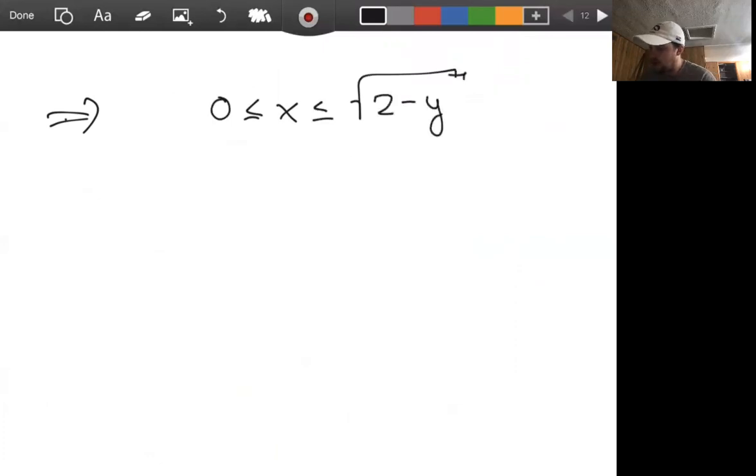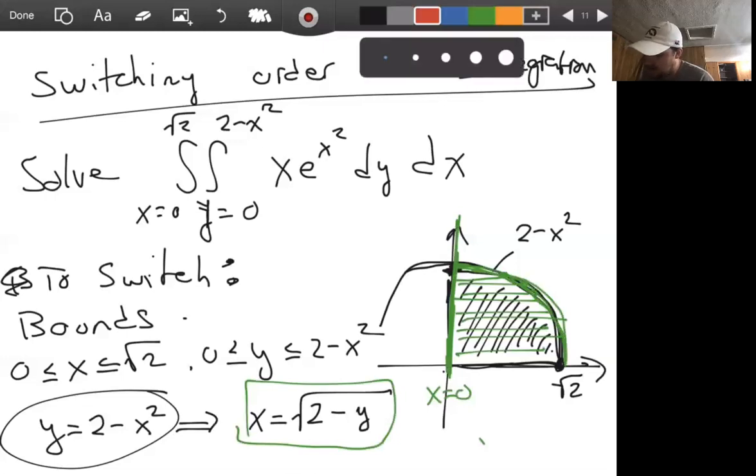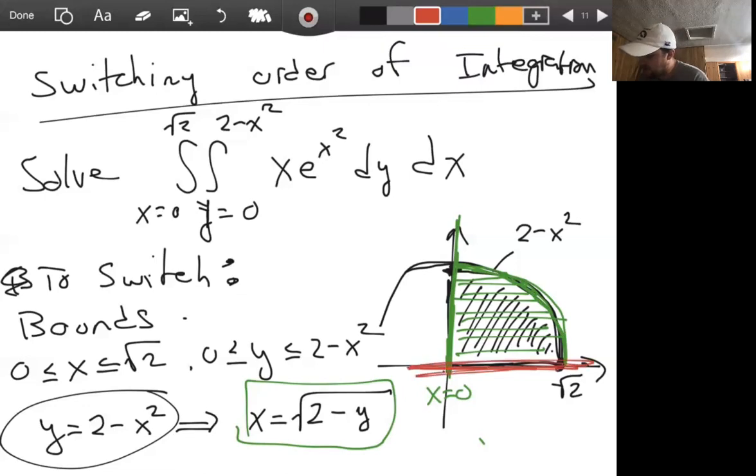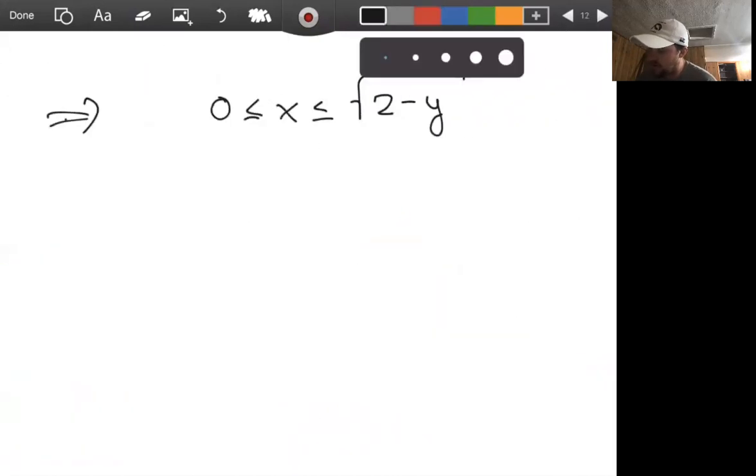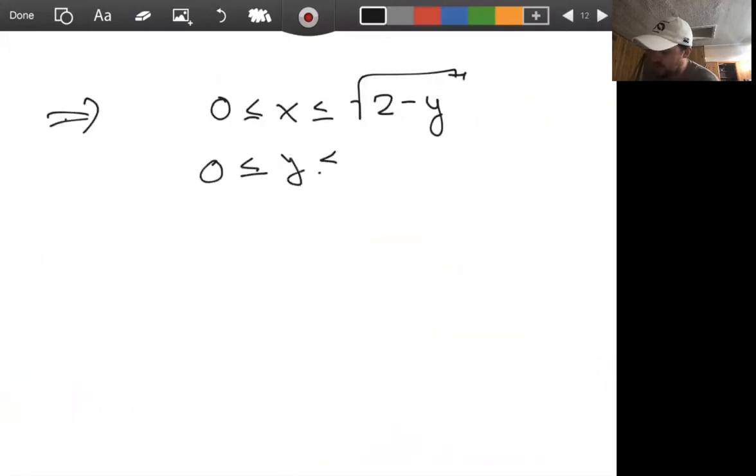And now what about y, right? Now we need to see our y bounds. Well, our y bounds now are going from 0, they're starting at y equals 0 here. And we've already accounted for this curve here. So we just need to figure out what point this is up here, right? Well, when x equals 0, y equals 2, right? Because we know that y equals 2 minus x squared. So when x equals 0, y equals 2. And so that means our y bounds are 0 to 2.